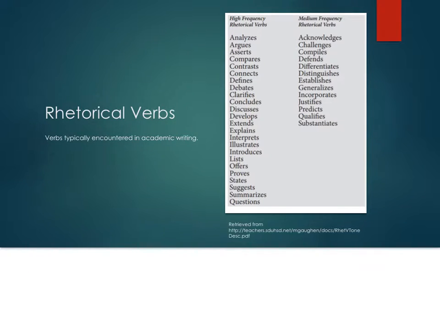Rhetorical verbs is the marker of a 4 for a quality summary. Rhetorical verbs are verbs typically encountered in academic writing. So you'll see that there's an image off to the side here with some examples. This is by no means a complete list. Analyzes, argues, asserts, compares, contrasts, connects, defines, debates. You could add details, describes to this list. There's quite a bit more that you could really include here. Acknowledge, challenge, reveal, show. Any of these would be considered rhetorical verbs that you'd often encounter in academic writing.